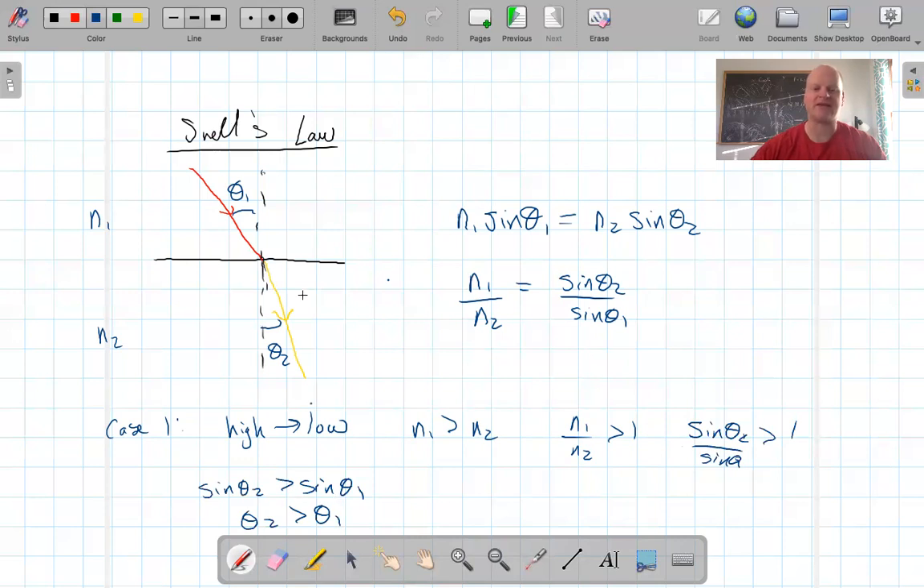So what that means then is what? This thing has to bend away from the normal, which means that if it goes from a high index of refraction to a low index of refraction, it's going to bend away from the normal and go closer to the horizontal line.